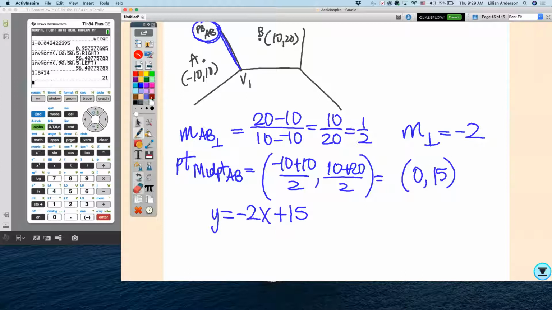Then it asks you to find the coordinates of V1. Well, that's nothing but the intersection between the perpendicular bisector and, is that what AB was? Yeah.